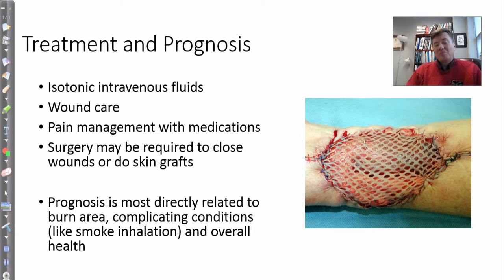The prognosis, how will they do, is most directly related to the burn area, that is the amount. Complicating conditions, like many burn victims also being smoke inhalation victims, and overall health matter too. We can also throw in that there are some places in the body that get burned that slightly increase your risk even more. Burns on the face, burns in the perineum, and burns on the hands can have higher rates of complications than burns, let's say, on the middle of your arm or the middle of your leg.